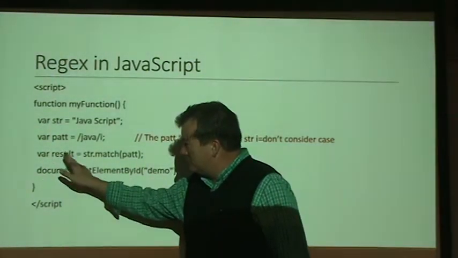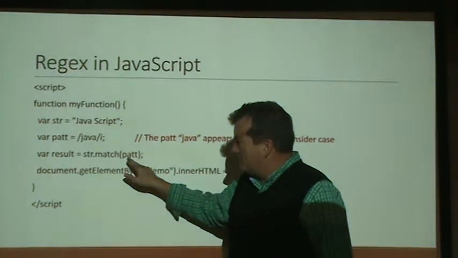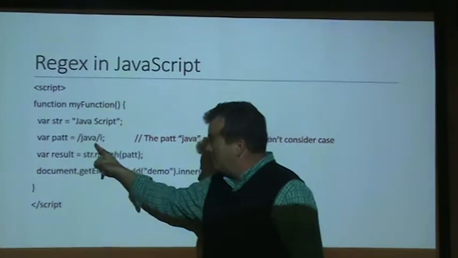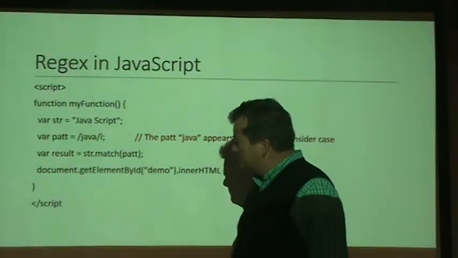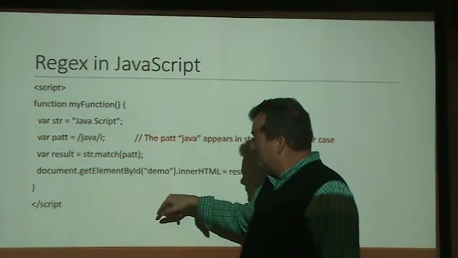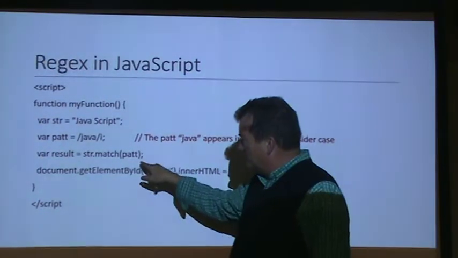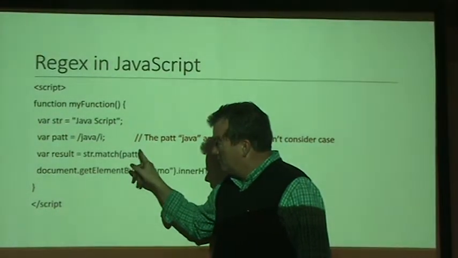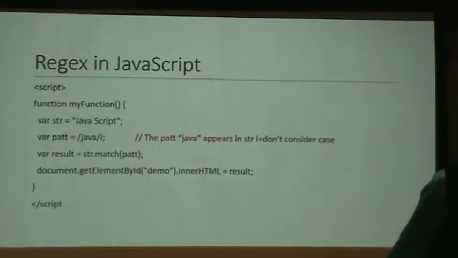I can now say result, a variable result. Take the string and match it against this pattern. Does this pattern show up as a substring inside of this string? If so, answer yes. So I get this element, I get the demo element, and I print out the result. So basically what I'm looking for in my result is a yes or no. Does this pattern appear somewhere in that string? So I'm doing substring search.